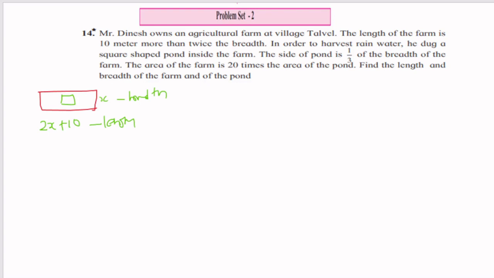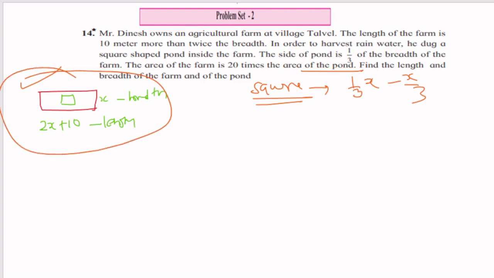Now this is given properly, square. The side of the pond is 1 by 3 of the breadth. Now the square which is the pond, they mention that the side is 1 by 3 of the breadth, that is 1 by 3 into x, that is x by 3. Now the area of the farm is 20 times the area of the pond. Written, area of the farm, that is the rectangular thing, is 20 times the area of the pond. So what will be the area of this rectangle? So area will be length into breadth because it is a rectangle. So x into 2x plus 10.